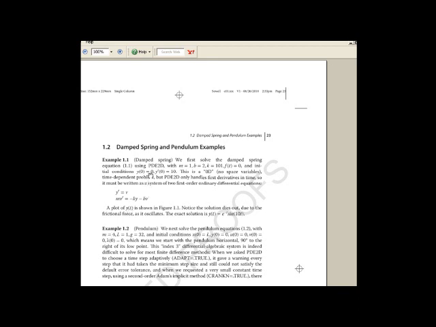So let's solve this problem using the PDE2D GUI. m is 1, b is 2, k is going to be 101. There's no external force. Initial conditions: y is 0, y prime is 10, which means it's at the equilibrium point, but it's moving up with a velocity of 10.